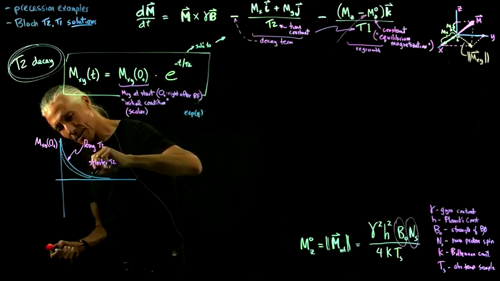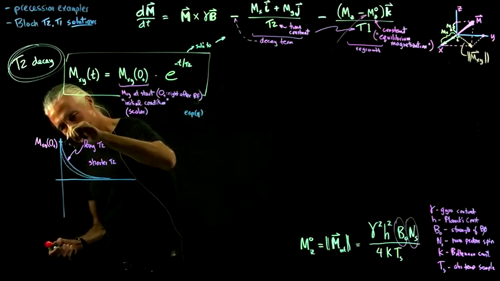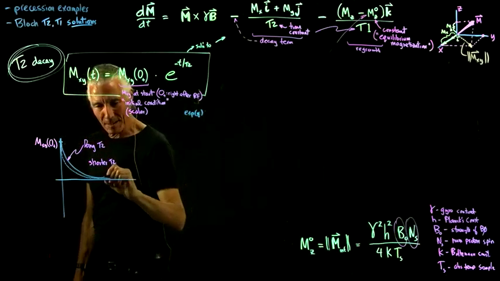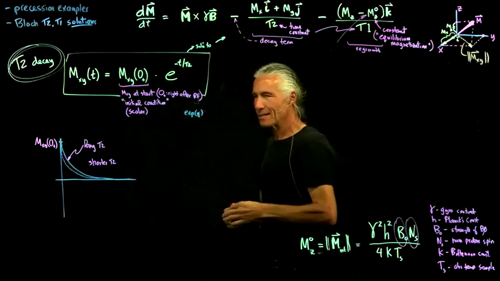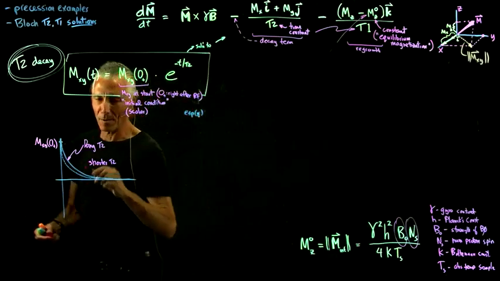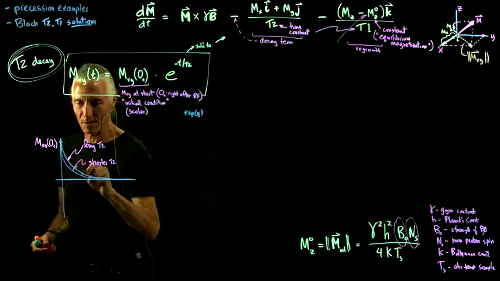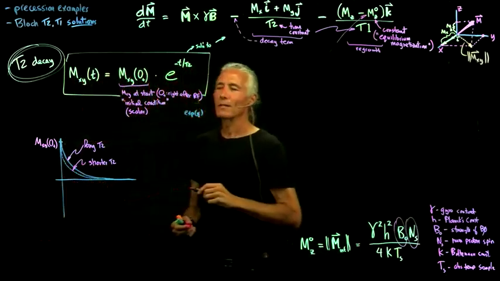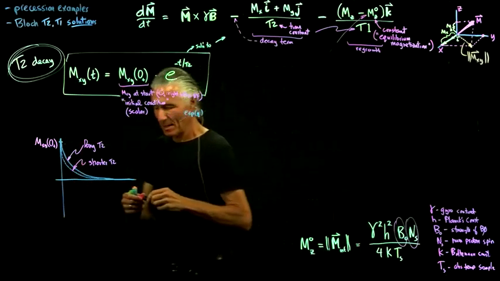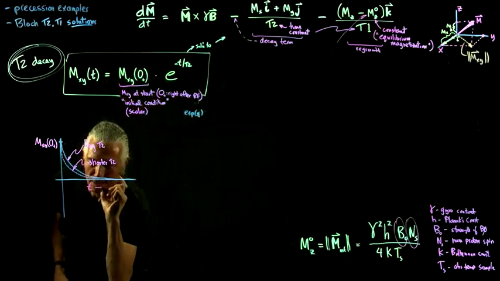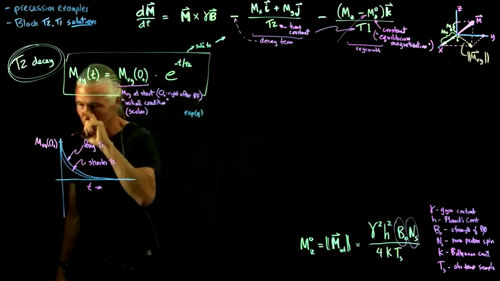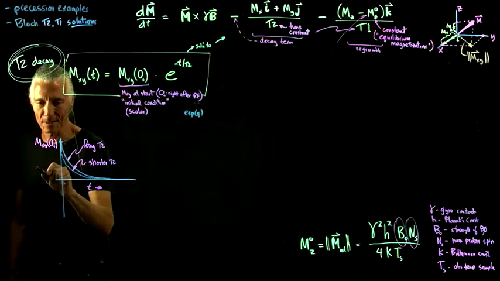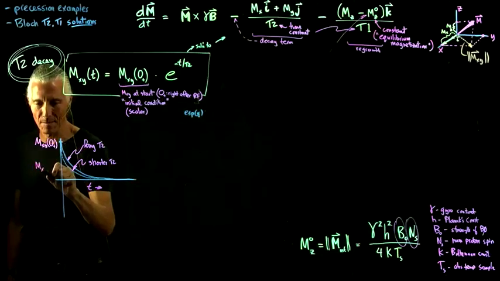Now, notice they start from the same point, and they end up at the same point after a long time. All the action is in what happened in the interim. So here's a shorter T2. And don't forget, this is time going in that direction. Make sure we label the axes. And then this is the amount of Mxy going in that direction.